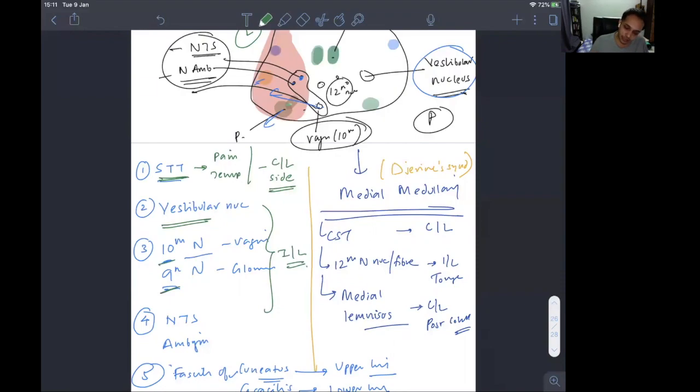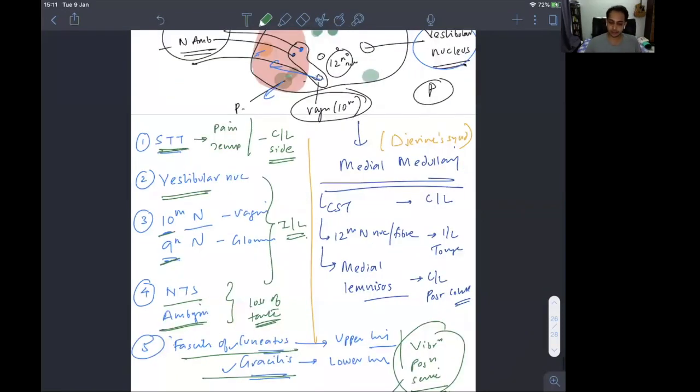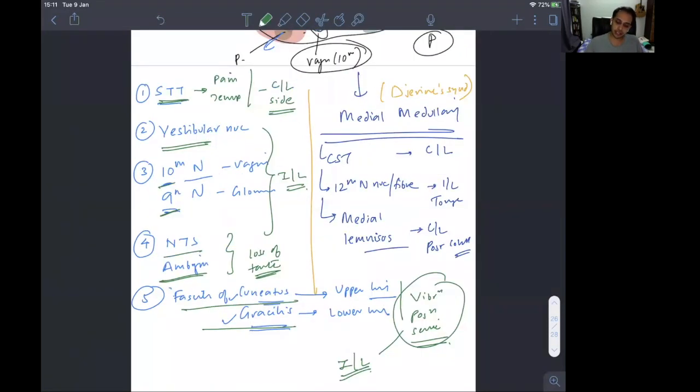Your nucleus tractus solitarius and nucleus ambiguus will go, so you can have loss of taste from your pharynx. Because of loss of cuneatus and gracilis, you can have loss of vibration and position sense. But this will also be ipsilateral because they haven't crossed over yet. So everything will be ipsilateral except for your spinothalamic tract involvement.